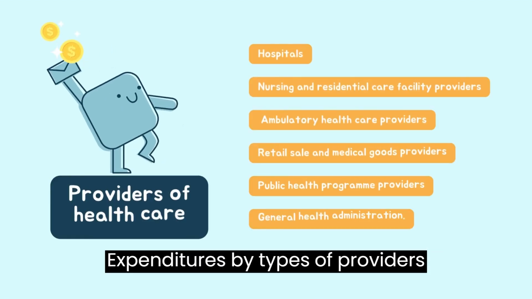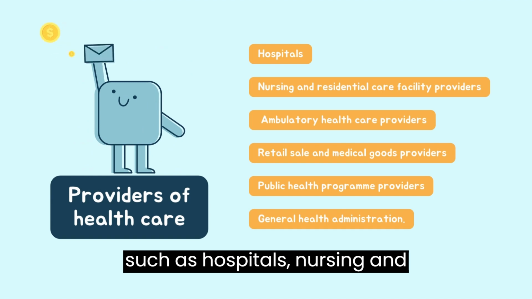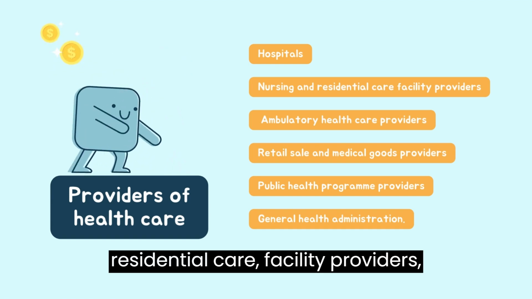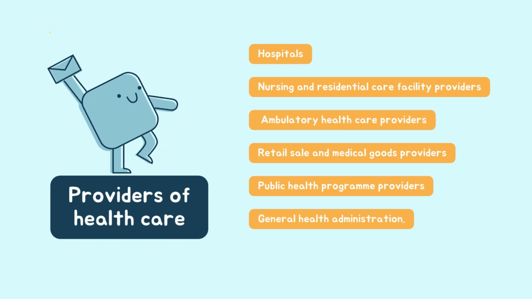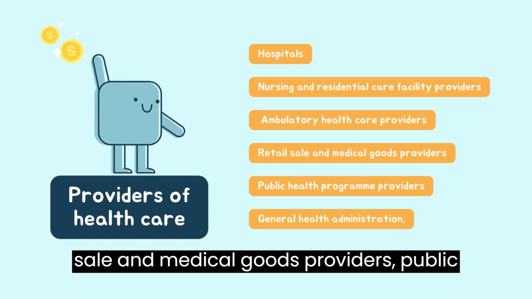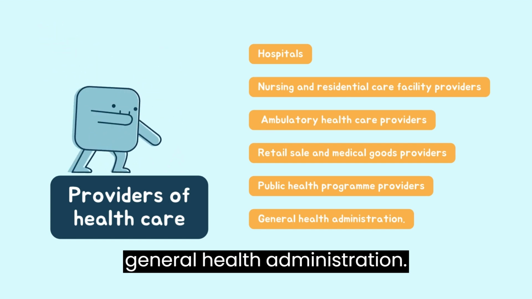Expenditures by types of providers of health care is looking at categories such as hospitals, nursing and residential care facility providers, ambulatory health care providers, retail sale and medical goods providers, public health program providers, and general health administration.